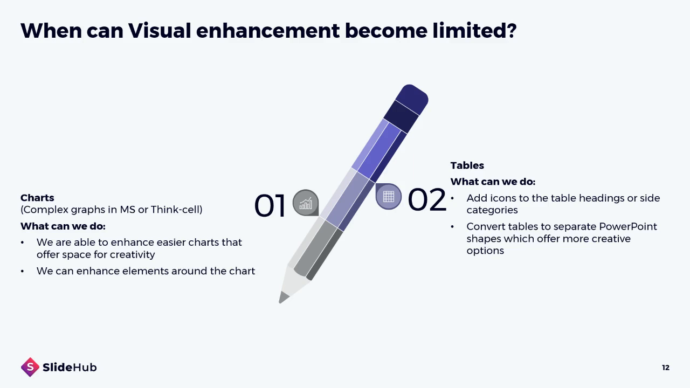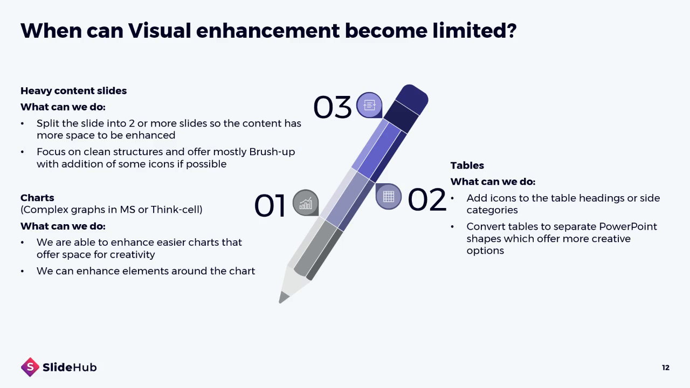Additionally, what we could do is to convert tables to separate PowerPoint shapes, which can offer a bit more creative options. But we would not go to this option unless it's specifically stated that you are searching for something out of your guidelines, because if guidelines, for example, capture that the table should stay in the table format, this would go against guidelines. Therefore, we need clear instruction that this is something that you search for.